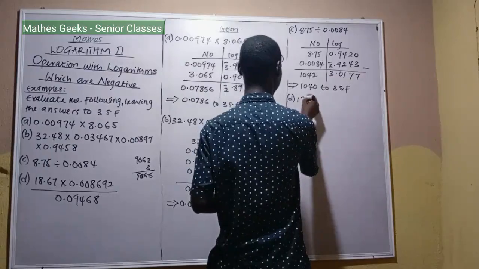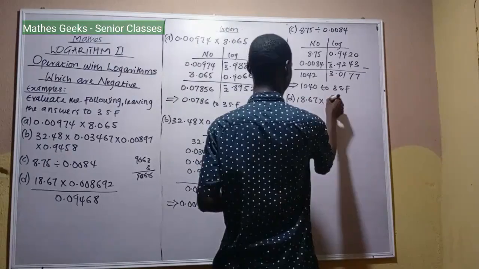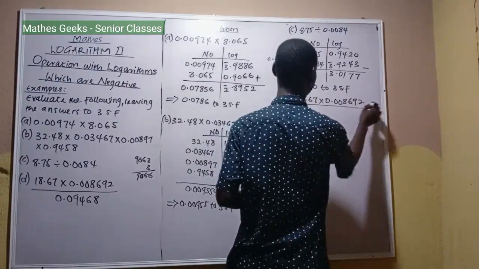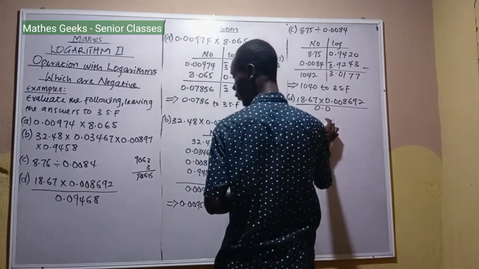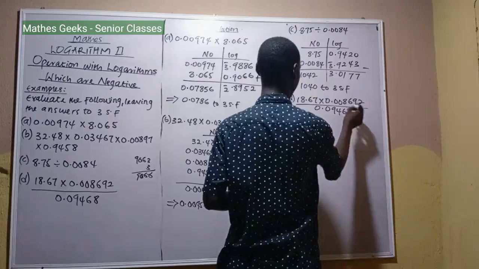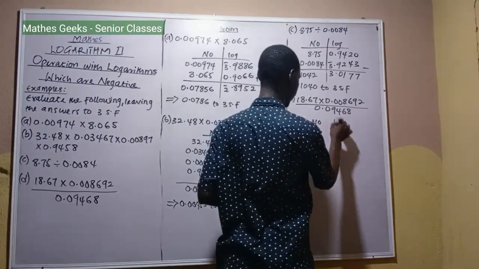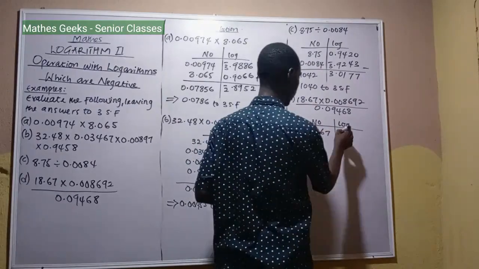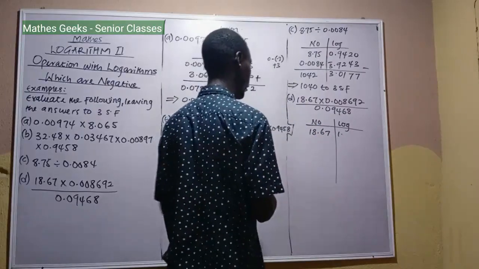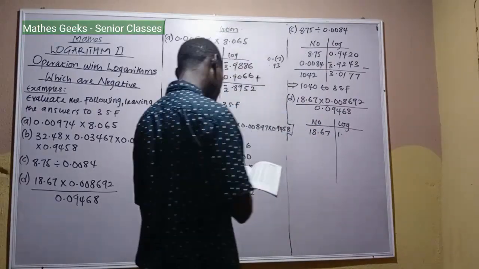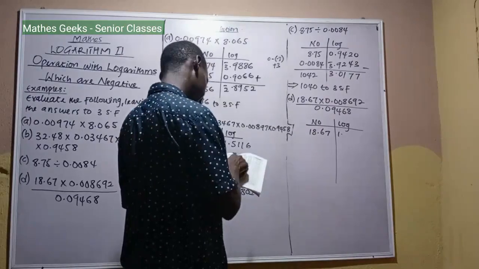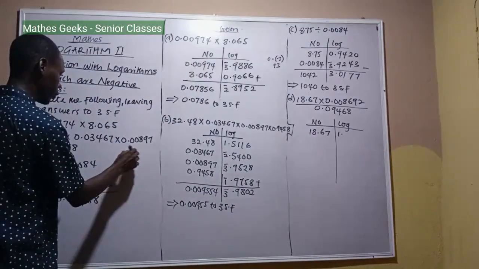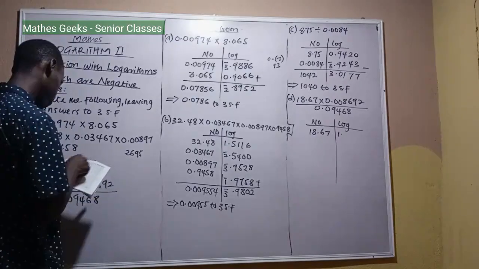D, 18.67 times 0.008692 over 0.09468. Number, log. 18.67, the characteristic is 1. 18 under 6 is 2695. 2695, difference 7.